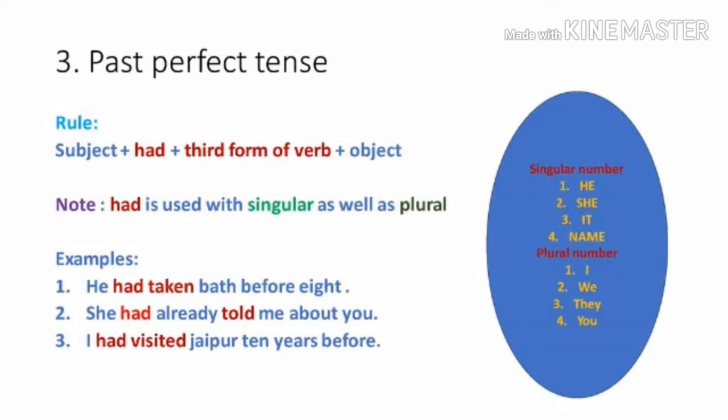And the other example that you can see on the screen is I had visited Jaipur 10 years before. This action is completed 10 years before, so we used past perfect tense.